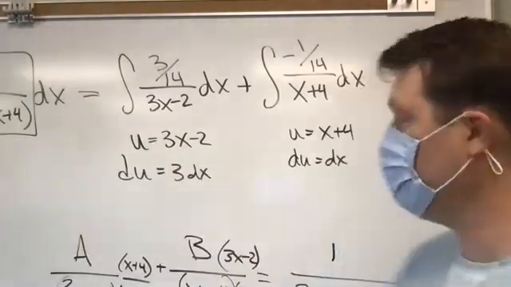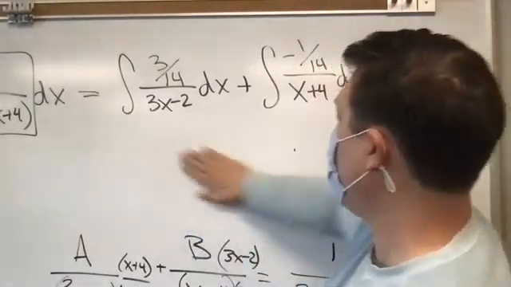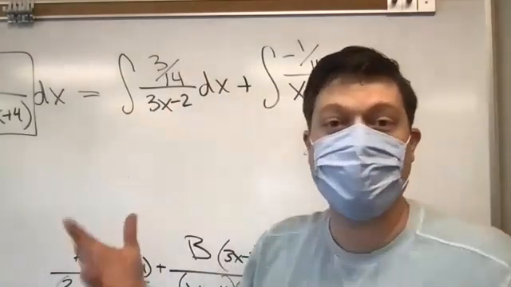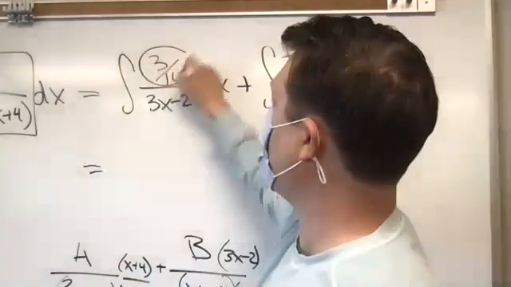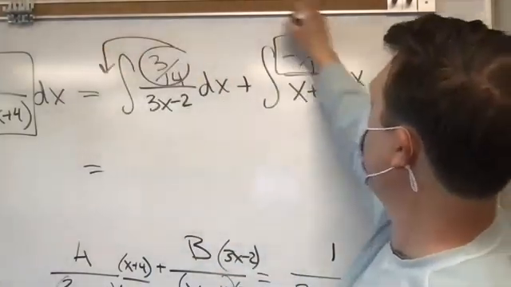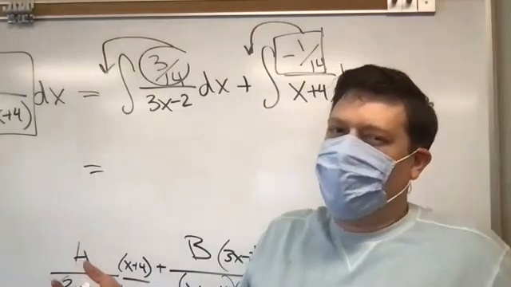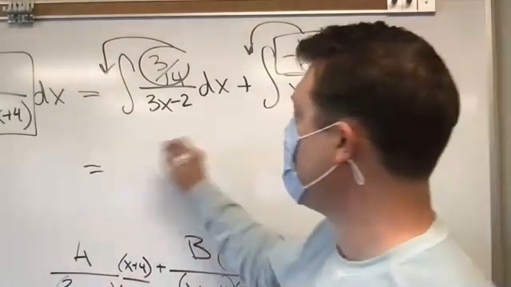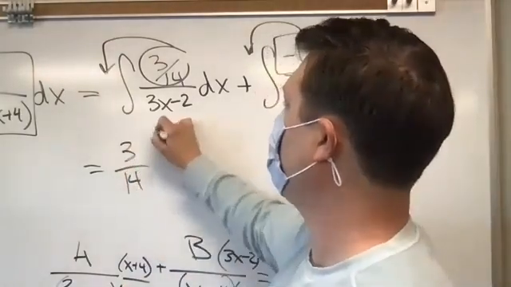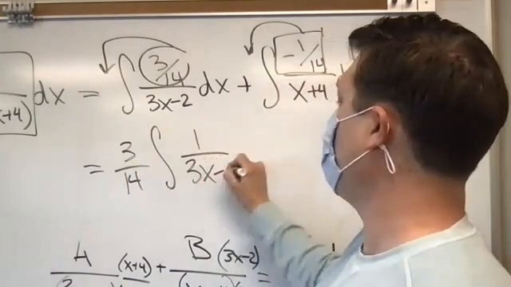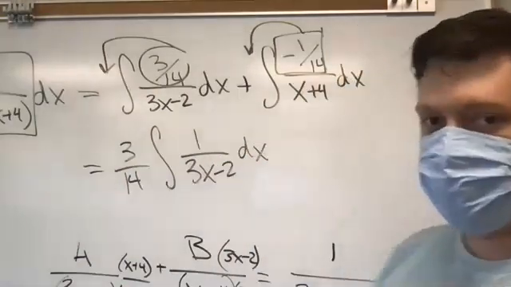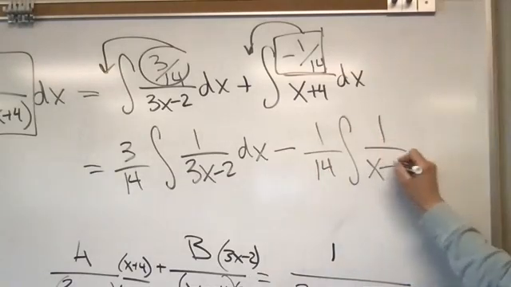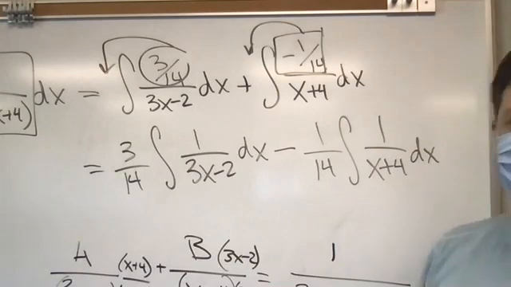Now what we have, this needs a better rewrite. What we have is an integral with a coefficient in the front of it all. Bring the number out front. I mean, maybe there's a reason to leave it in, but for this problem, I'm going to take it to the front because I'm seeing ahead of the problem to know 3/14 integral of 1/(3x minus 2) dx minus 1/14 integral of 1/(x plus 4) dx.